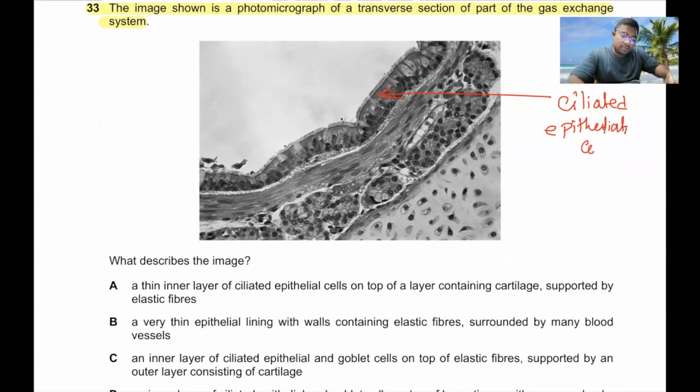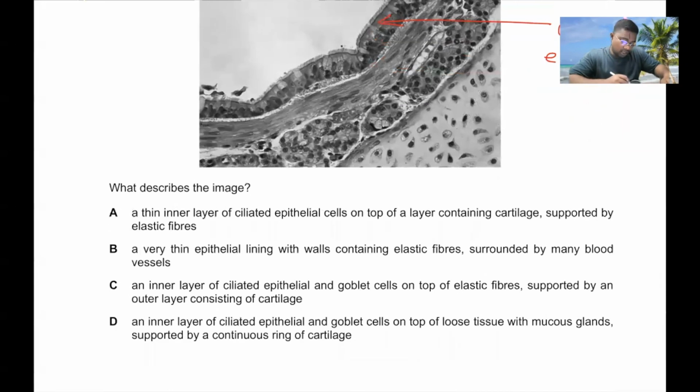We can see ciliated epithelial cell. All right. What describes the image? A thin inner layer of ciliated epithelial cells on top of layer containing cartilage, supported by elastic fiber. So we can see a thin layer of ciliated epithelial cells on top of layer containing cartilage. Well, the cartilage is over here. This is cartilage.